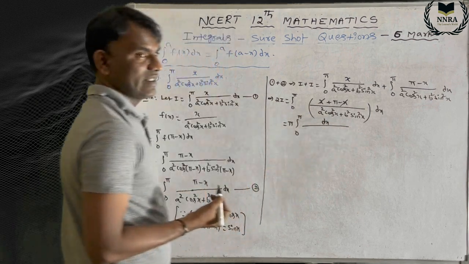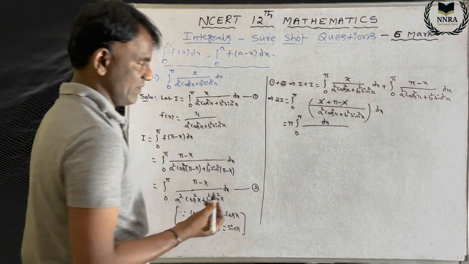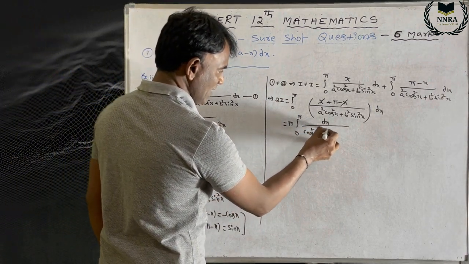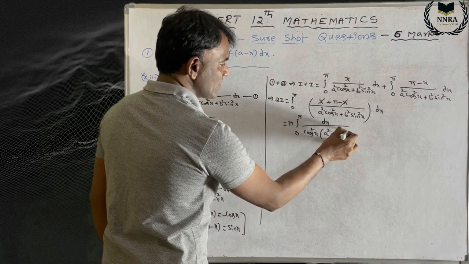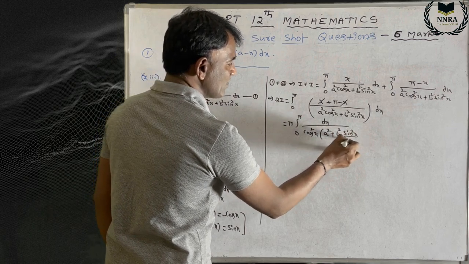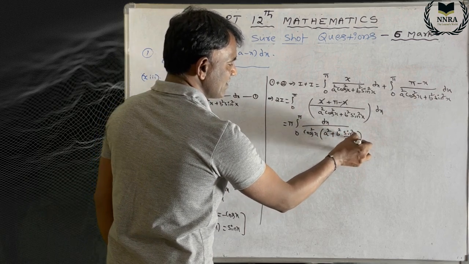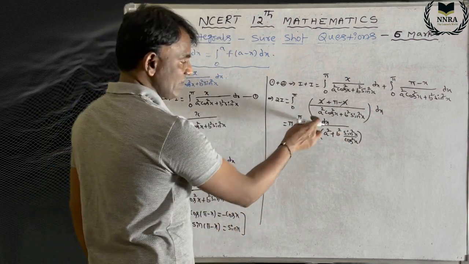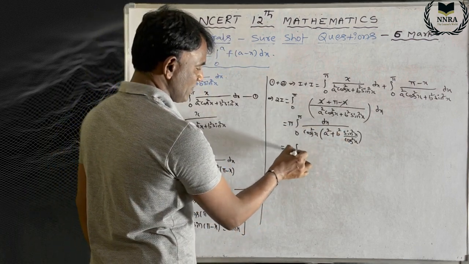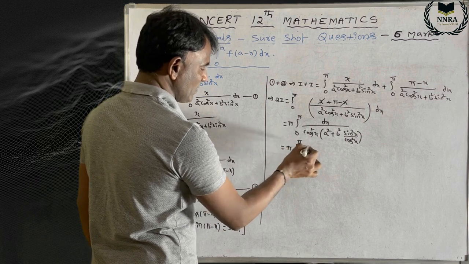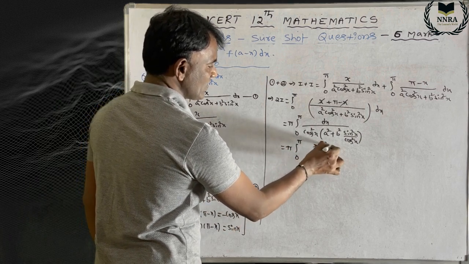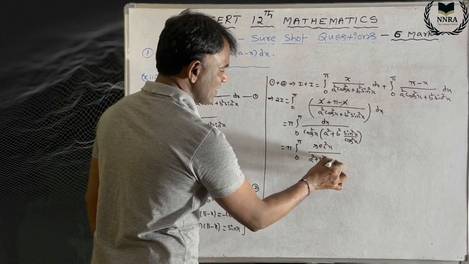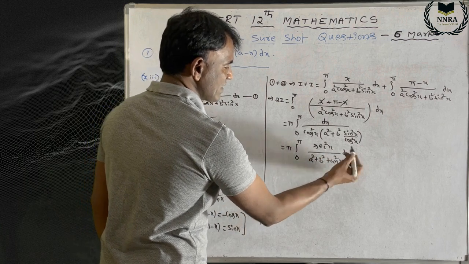Now do one thing. Take cos square x common in the denominator. If cos square x is common, what is the remaining? It is a square plus b square into sin square x by cos square x, right? Then sin square by cos square is tan square. 1 by cos square is secant square, na? So pi integral 0 to pi, it is secant square x, right? So a square plus b square into tan square x dx.